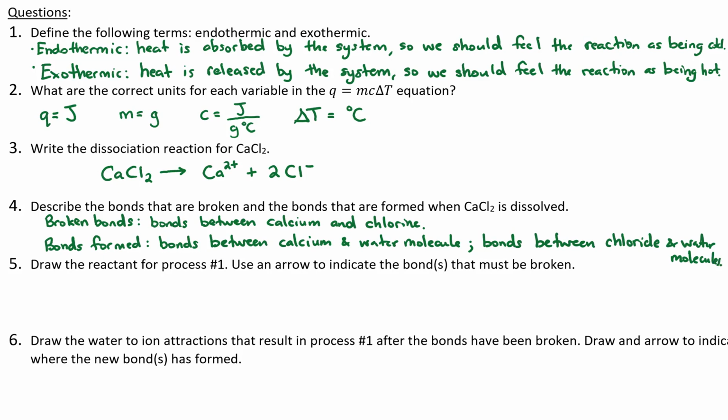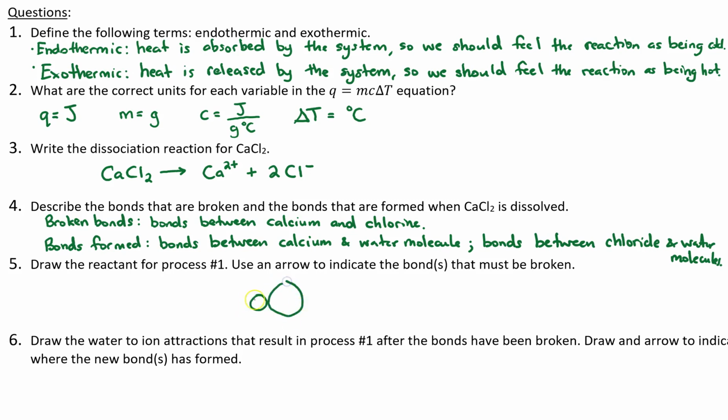Now we're going to illustrate this with number 5 and number 6. So for number 5, it says draw the reactant for process number 1, which was calcium chloride. Use an arrow to indicate the bonds that must be broken. So remember, y'all, back in the third 6 weeks, we learned that ionic compounds exist as crystal lattice. So that's their structure. So I'm going to take a part of that crystal lattice and just draw the lowest ratio between calcium and chlorine. So that is 1 calcium to 2 chlorine. So I'm going to draw that right here.